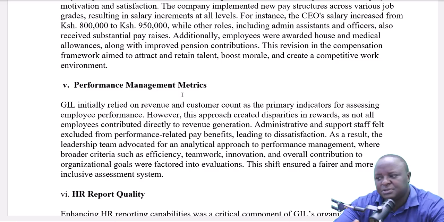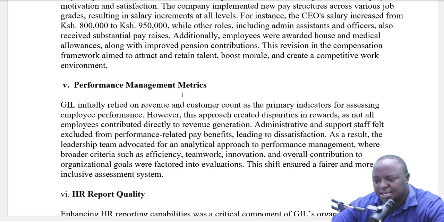Like the administration and support staff who are within the organization and doing their jobs, which might not be directly related to the returns that are coming in, but their jobs are facilitating and creating a conducive environment for everybody to work. So the administrative support felt like they were being excluded from performance-related pay benefits, leading to dissatisfaction.